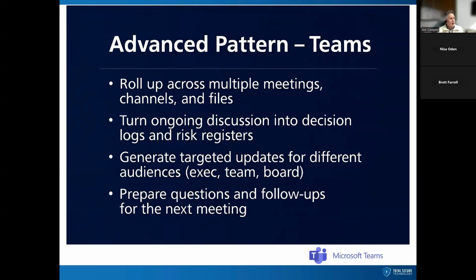But we're also going to turn ongoing discussions into decision logs and risk registers. So Copilot can help us make decisions. What are the 5 things that this leadership team should be focusing on based on what you've heard in the past 5 leadership meetings? Generate targeted updates for different audiences, executive team, a board meeting, and then prepare questions and follow-ups for the next meeting.